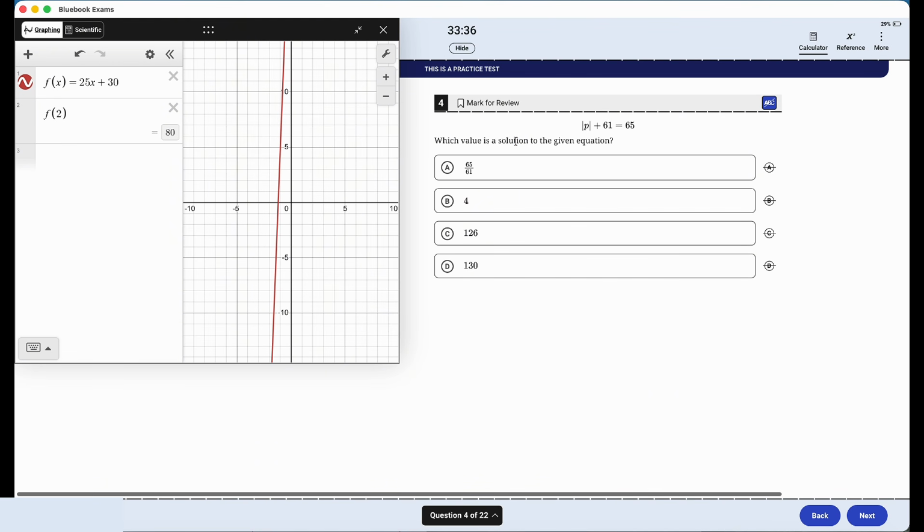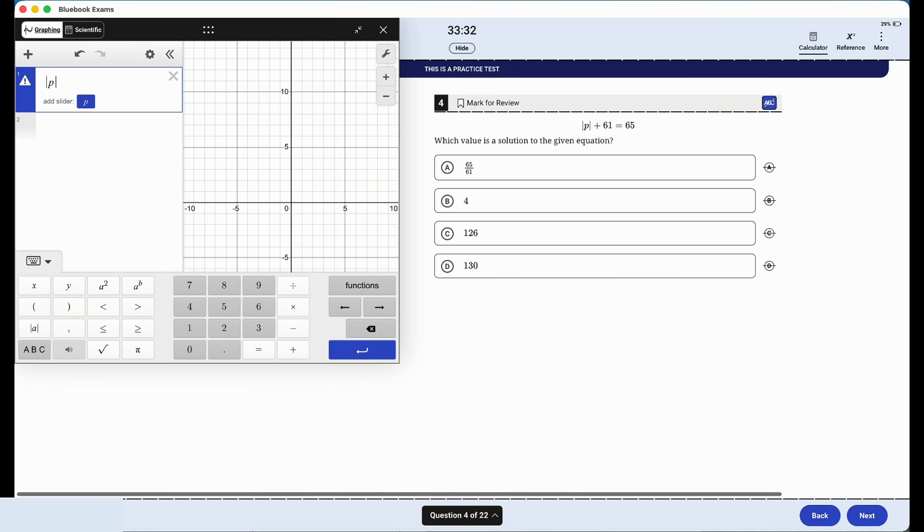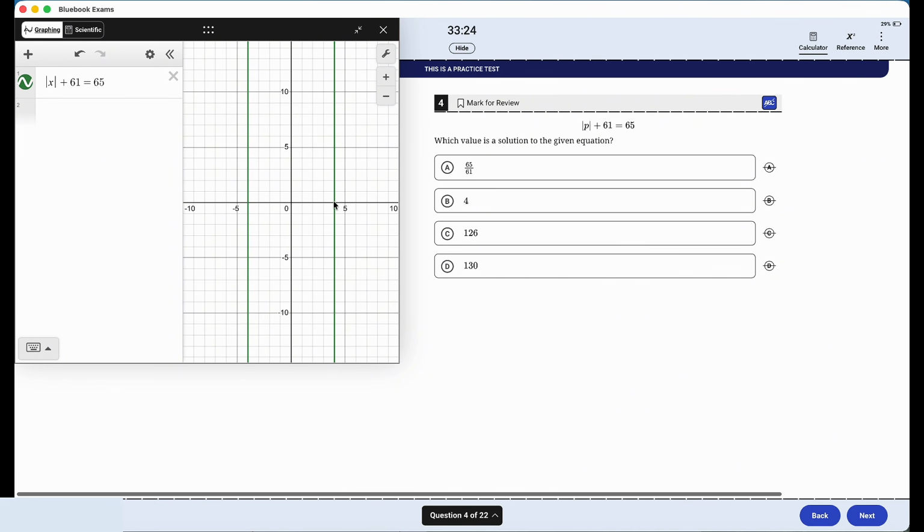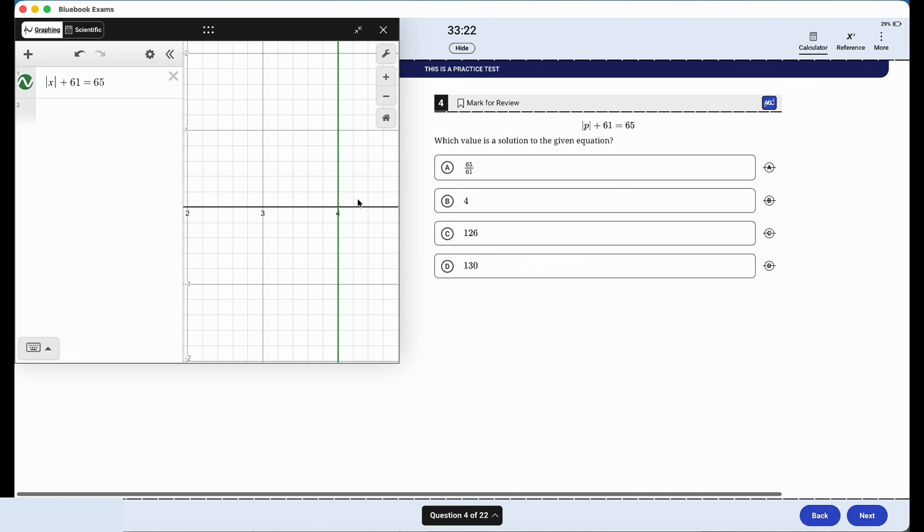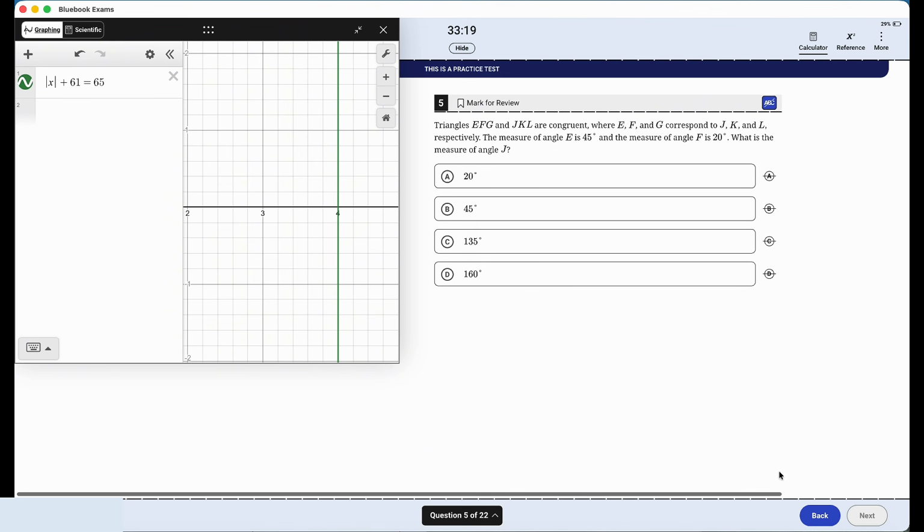Next one. What's the solution? If you get a question about solutions, those are freebies. Just throw it into Desmos, right? So I type this in. It's not going to show me right away, and you've got to know this about Desmos. Desmos needs your equations to be in terms of x. Sometimes you can't click on the answers, but if you zoom in on it, you see that's 4.